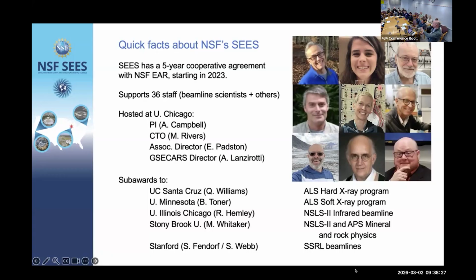And to help manage the beamlines around the country, we also engage with subaward subcontracts to other universities: Santa Cruz, Minnesota, Illinois, UIC, University of Illinois Chicago, and Stony Brook and Stanford. Each of these, in turn, manages beamline stations with different applications at different synchrotrons indicated here.